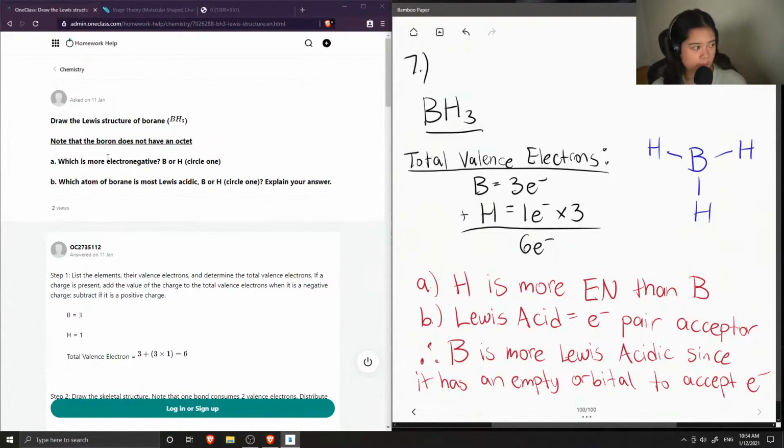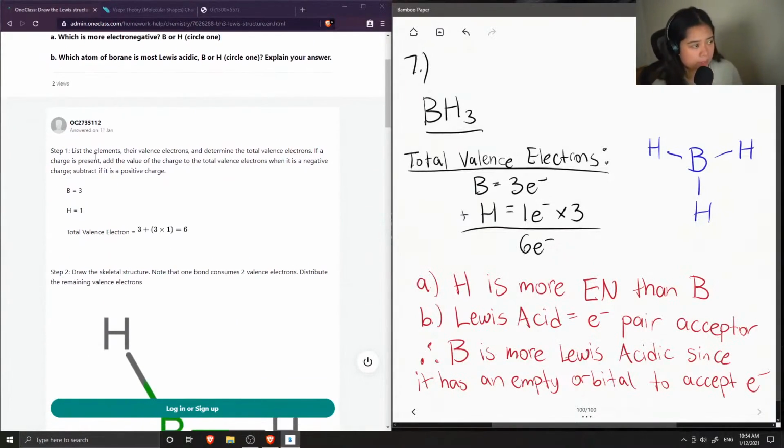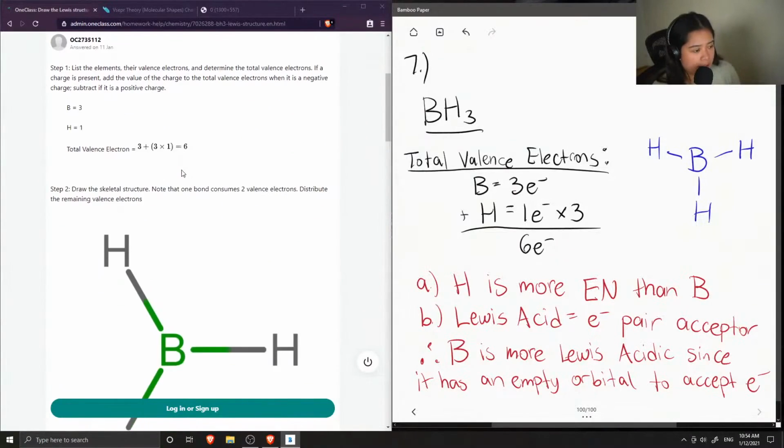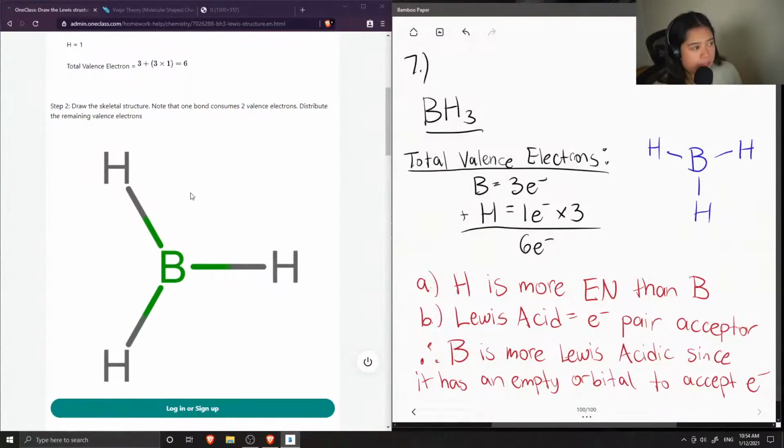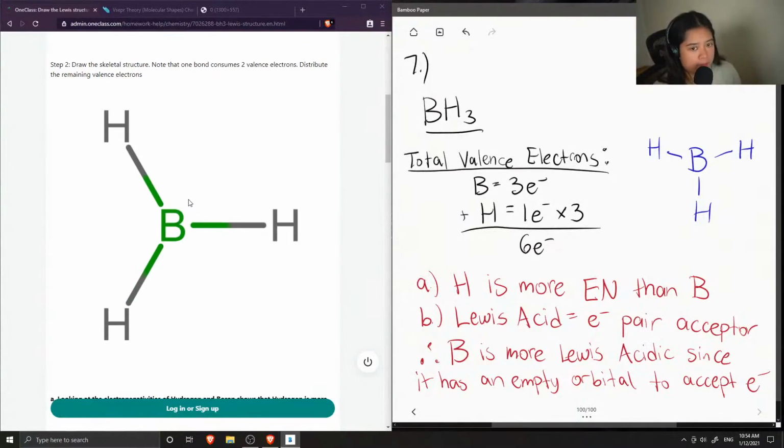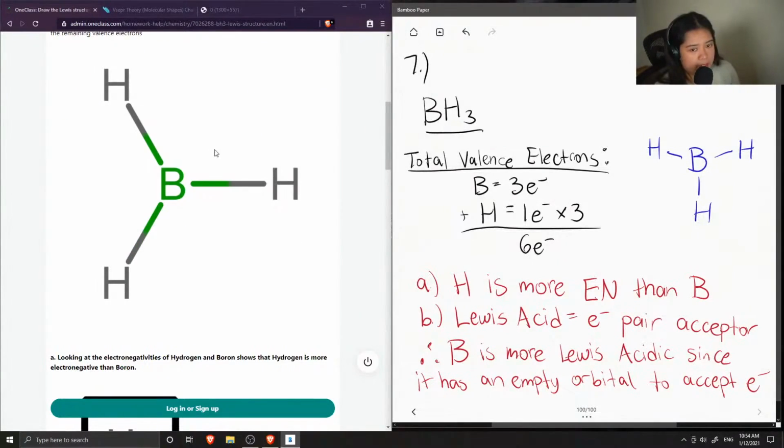Okay, so let's see what the junior tutor said. Step 1, list the elements and determine the total valence electrons. If a charge is present, add the value to the total valence electrons when it is negative, subtract if it's positive. So they also got 6 valence electrons. Next is to draw the skeletal structure. Note that one bond consumes 2 valence electrons. Distribute the remaining valence electrons. Okay, so they only have the 6, so that's why none of the atoms have any lone pairs.